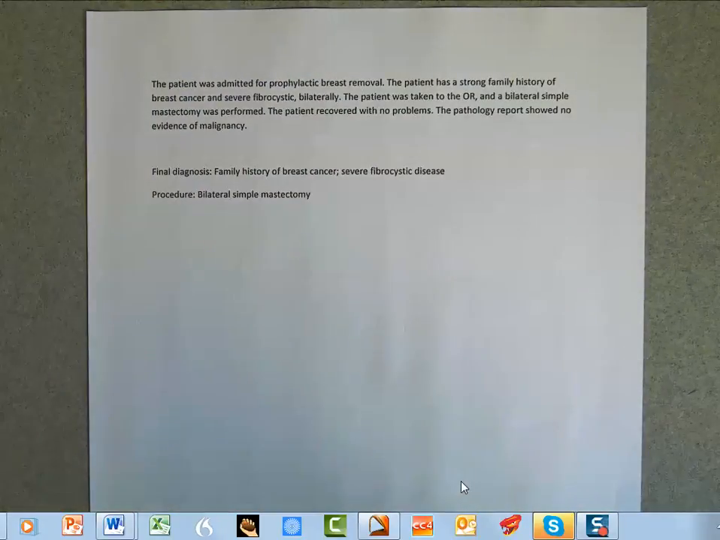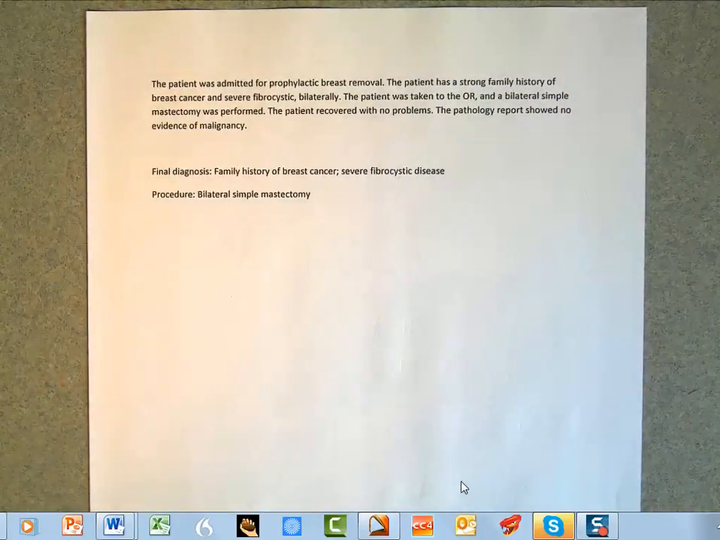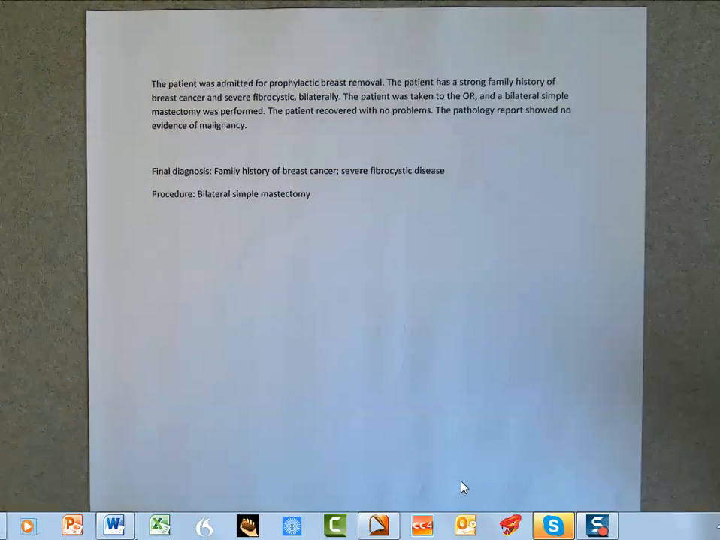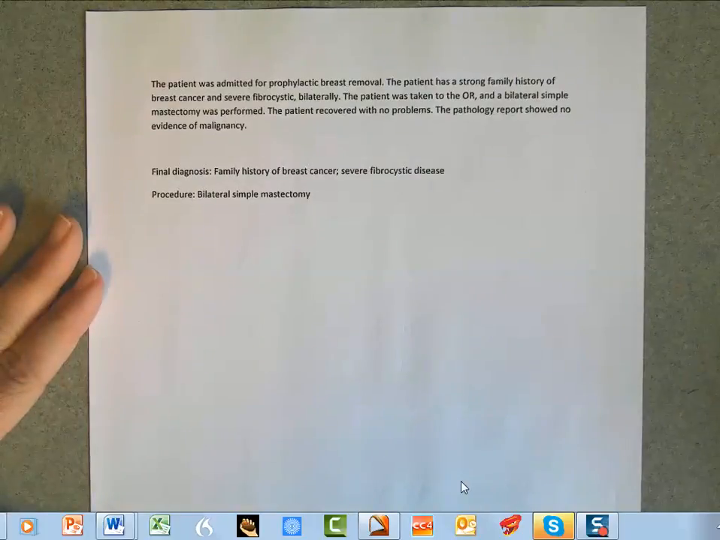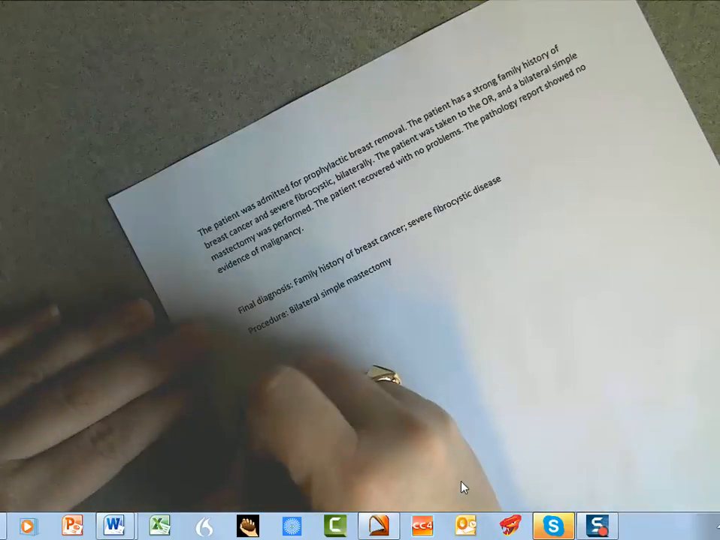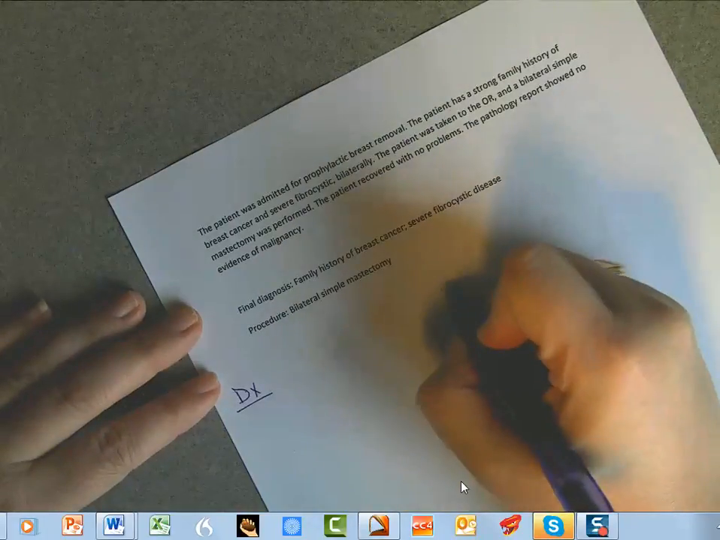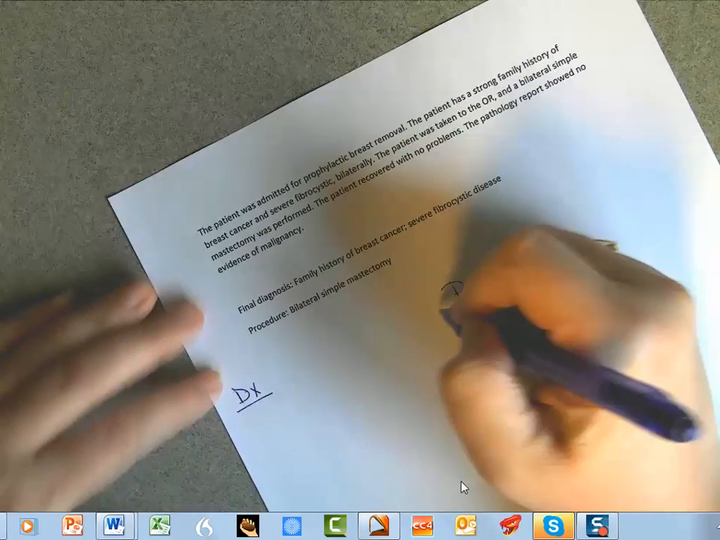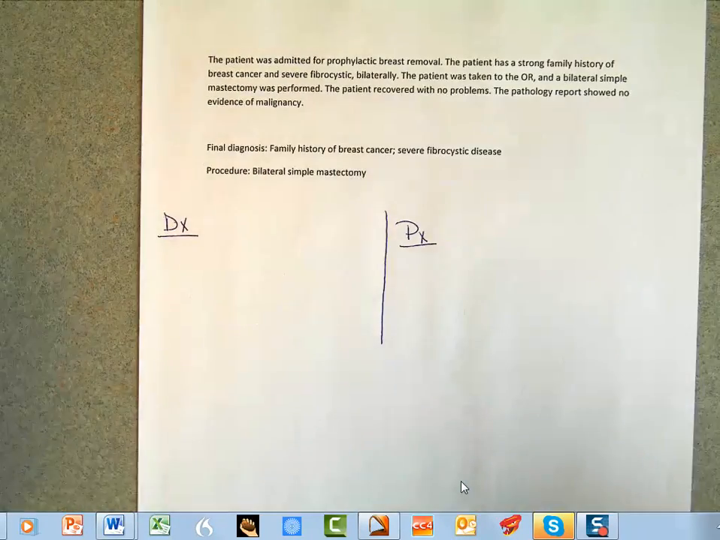Well, you need to remember that we have to capture everything that we see, everything on that record. In this case, we've got to capture everything that's in this little scenario. So how do we do that? Number one, we're going to write a couple things down here at the bottom of the page. First we're going to write diagnosis, or DX. And then here we're going to write procedure, or PX. That's going to give us a little place to write what we're reading.